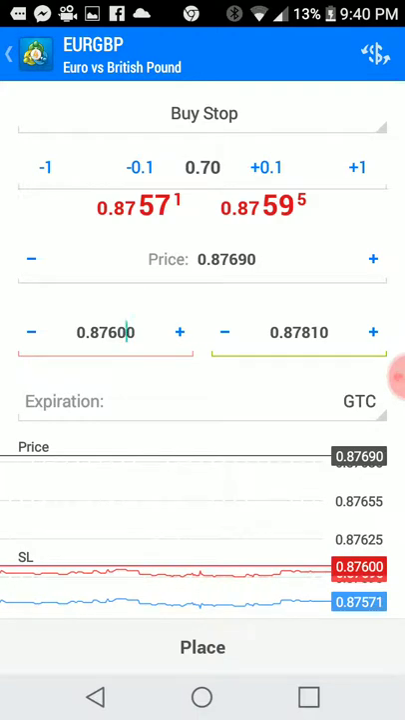And the way that I determine my stop level is I'm looking at the spread, and I put my stop level 3 times the amount of my spread. In this case, we're looking at 2 pips. So therefore my stop level will be 6 pips beneath my entry. So those are the numbers that we have: 87.69, 87.60, and 87.81 on a buy stop coming in now. Place that order.